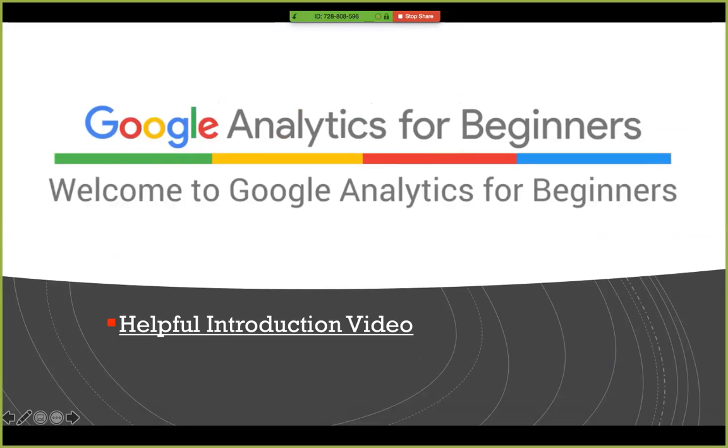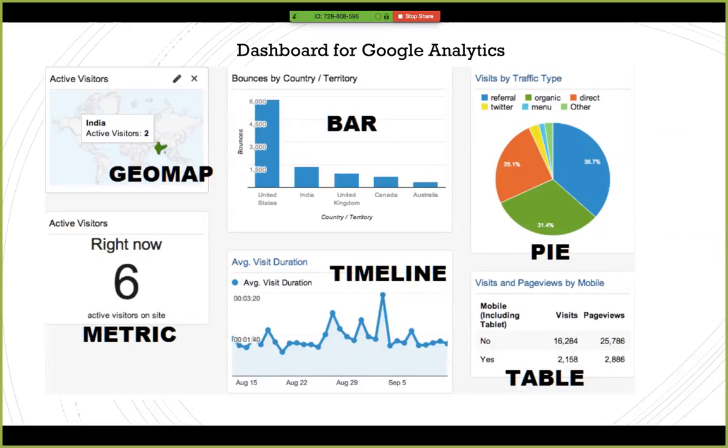Hopefully that was a little bit helpful with understanding how Google Analytics works for the user. So, just a little bit more detail. This is what the dashboard for Google Analytics looks like. Here's the geomap, where you can see the active users and their physical location in the world. This is just a bar chart. Shows bounces in the country. This is a pie chart, shows how they maybe access the site, referral or Twitter.